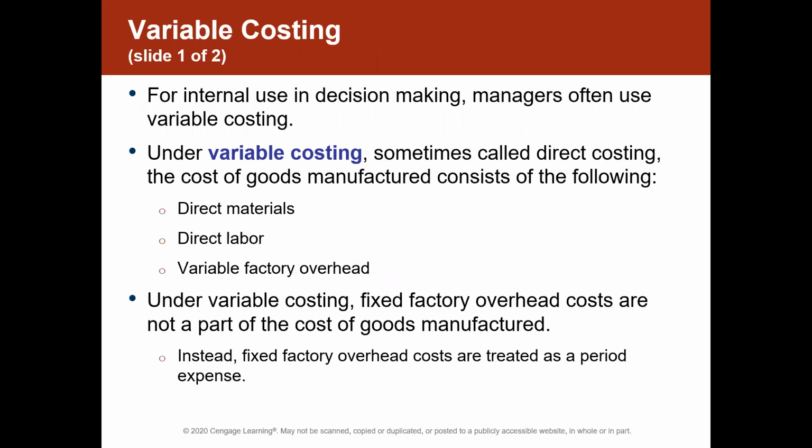So with that summary of what absorption costing means and what that looks like, we now want to contrast that with the idea of variable costing, the focus for this chapter. So variable costing, just to be clear, is not acceptable for GAAP, for external reporting, for the financial statements that we share with the public as a publicly traded company, but it is useful for internal decision making.